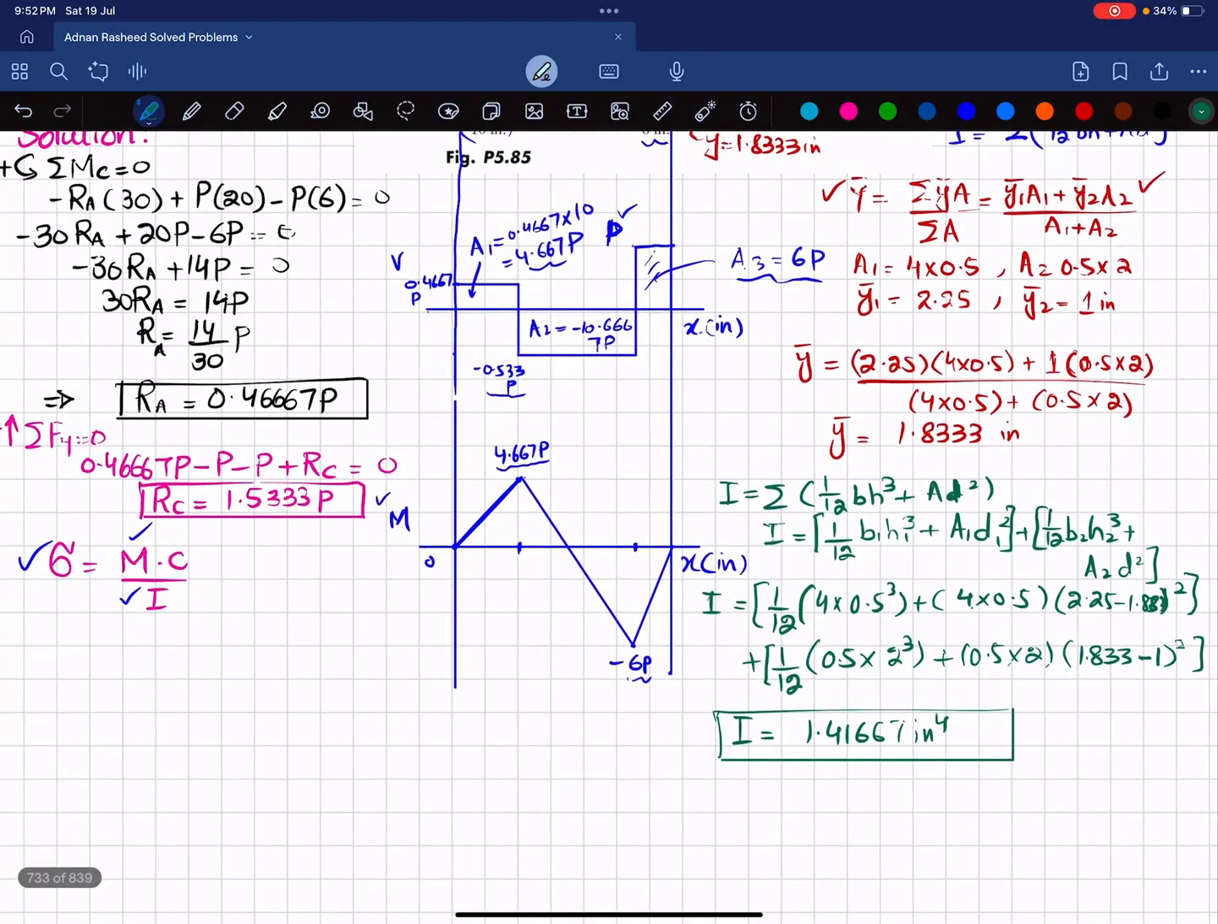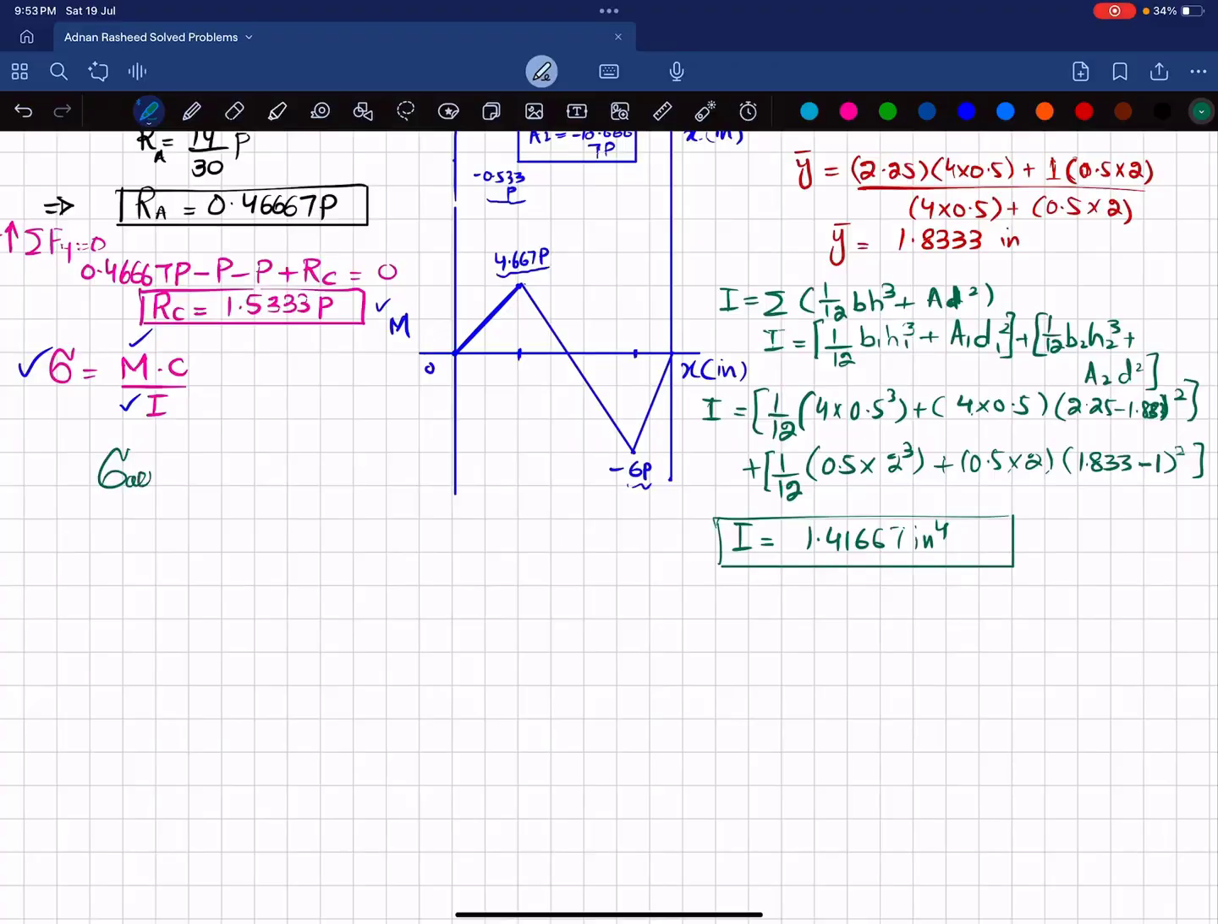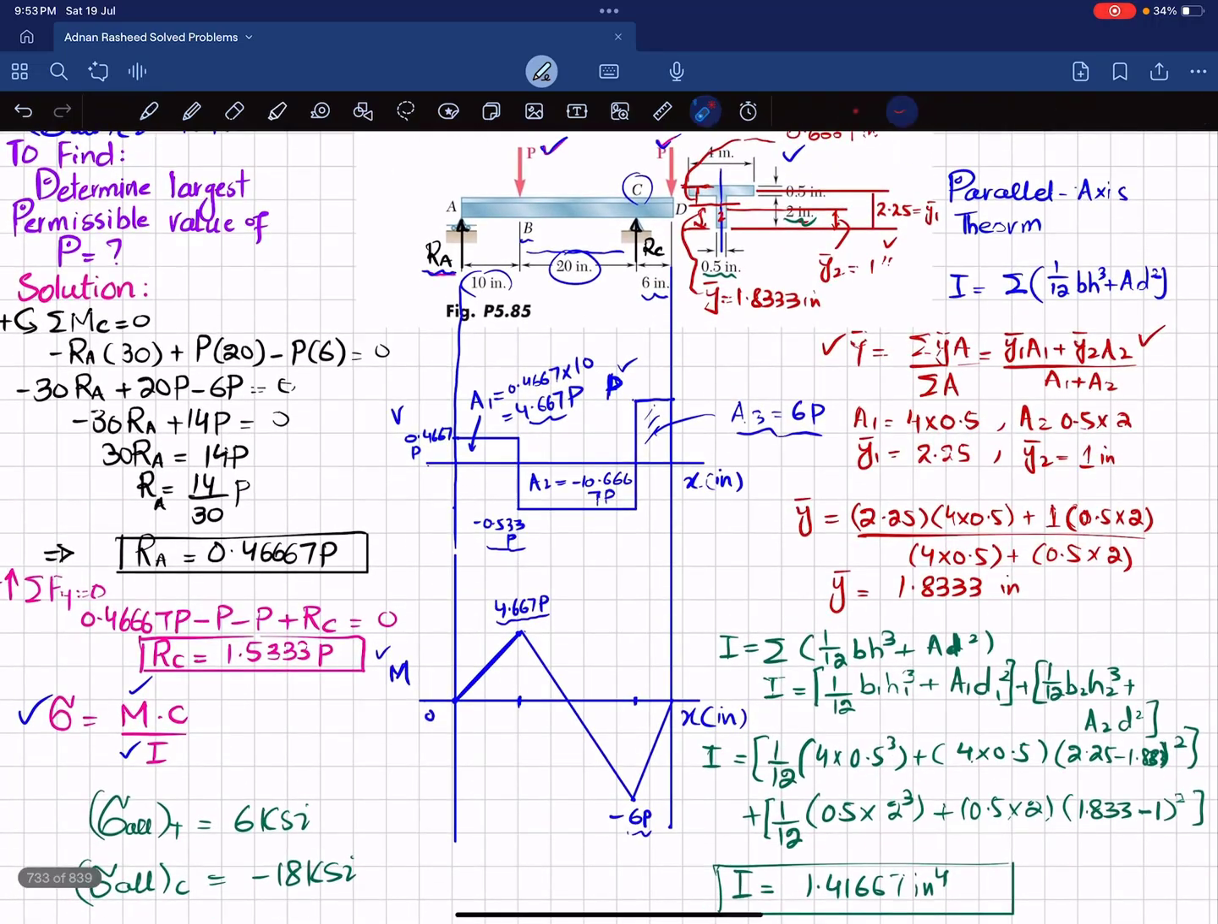Now you have all the values, so we will move to find the value of P. As we have been given that allowable stress for tension and allowable stress for compression both are given. One was plus 6 ksi and another one was minus 18 ksi. And from this shear force and moment diagram, you can see moment at this point is plus 4.6 times P. And due to this loading, you can see it will bend like this, so this top portion will be in compression while this bottom portion will be in tension.